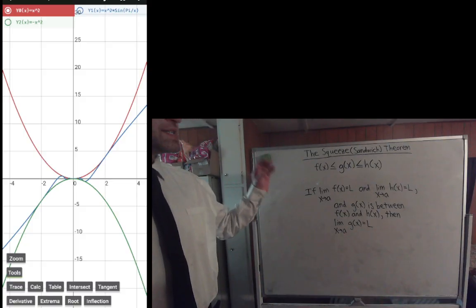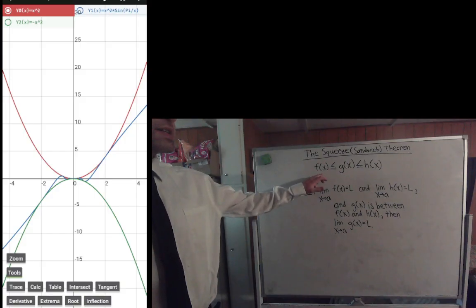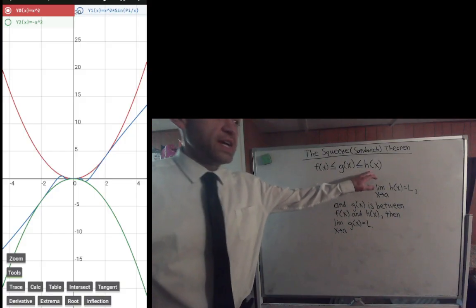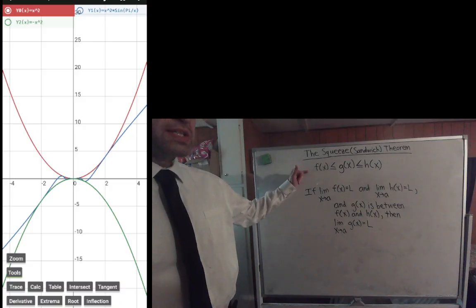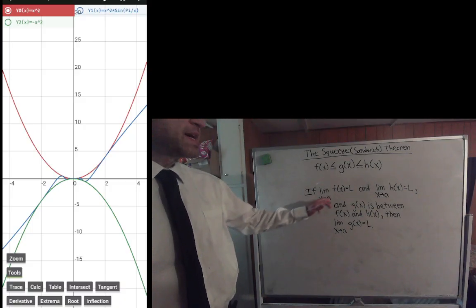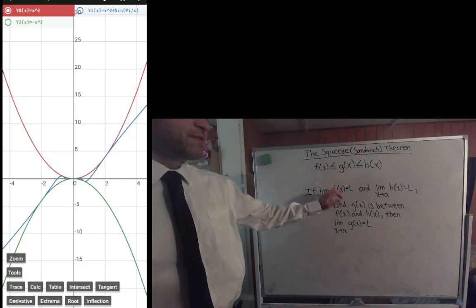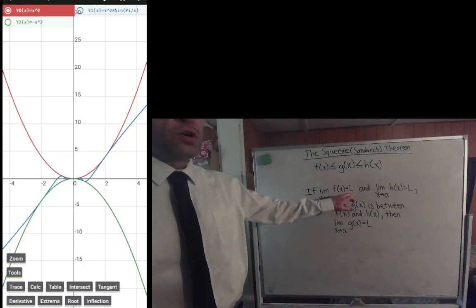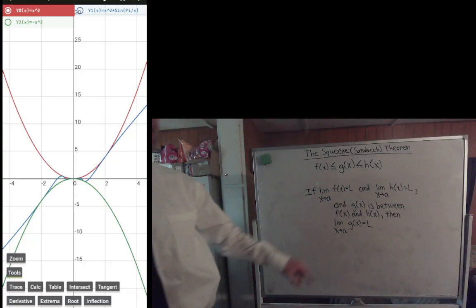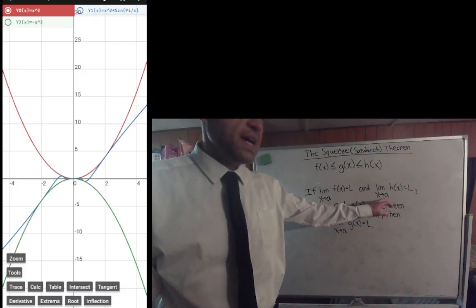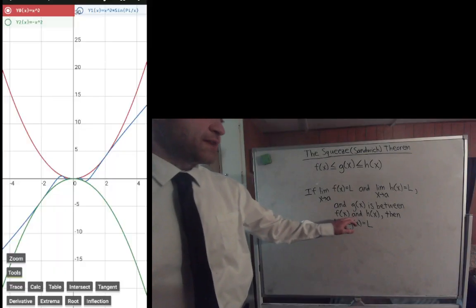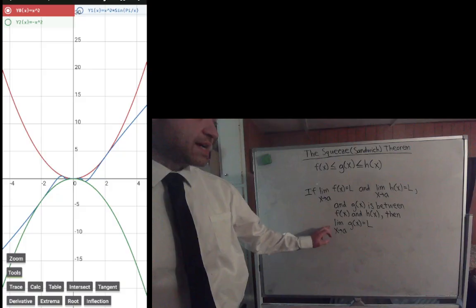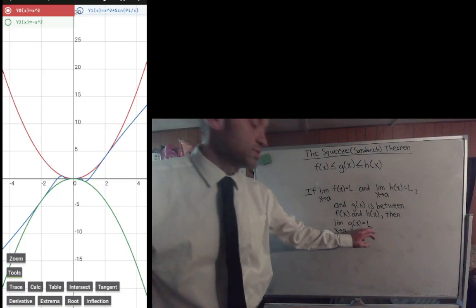So let's say you have a function f of x, and then you have a function h of x, and g of x is between those two functions. The squeeze theorem in short says if the limit as x approaches some number a of f of x equals L, and the limit as x approaches a of h of x equals the same value, and g of x is between f of x and h of x, then the limit as x approaches a of g of x equals L.